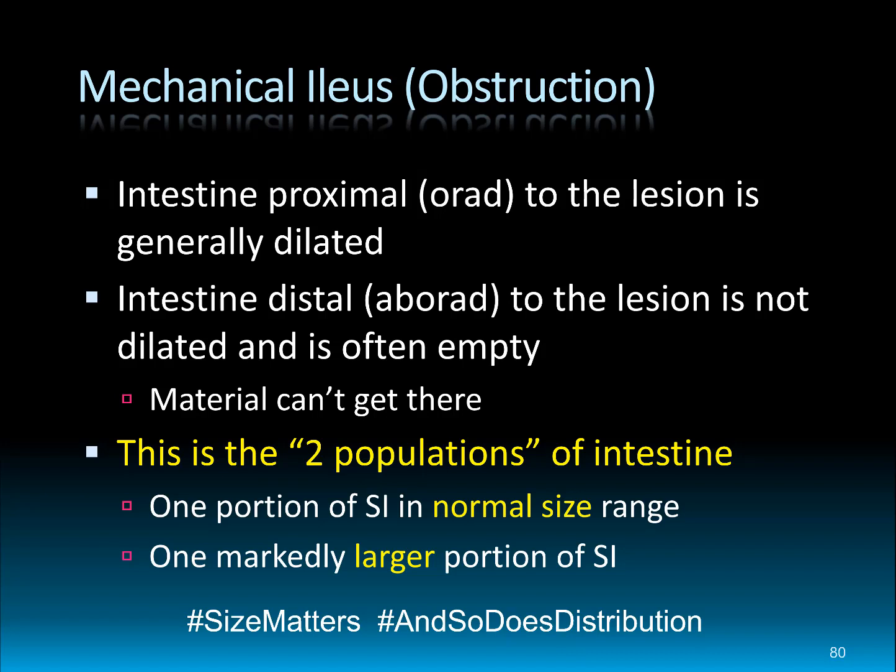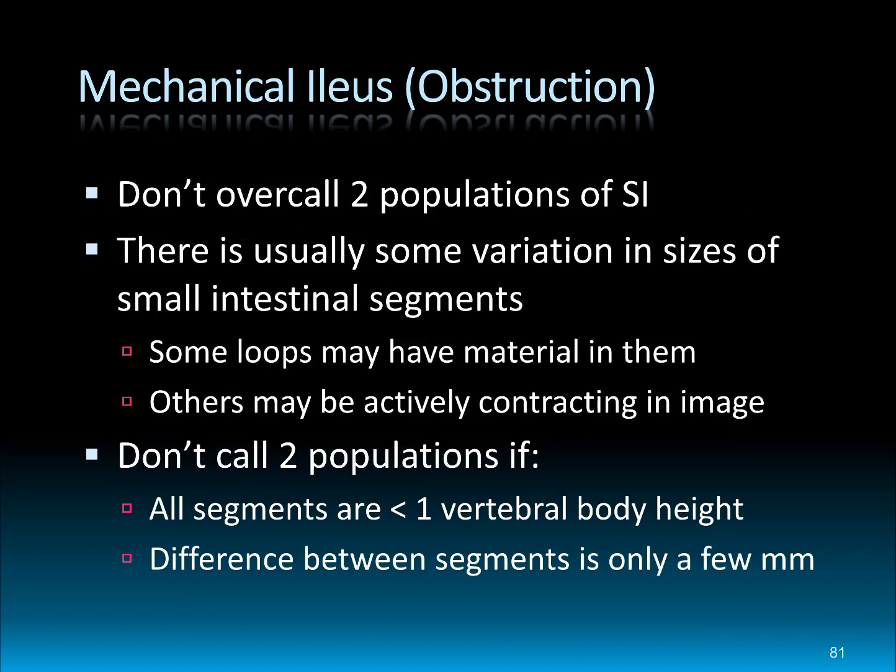And that's what we are talking about when people refer to two populations of small intestine. There's one portion of the small intestine that's normal size, and that's the distal part, and then there's one portion of the small intestine that's larger. So you've got two different sizes. It doesn't have to do with gas and fluid content or anything like that. It's two different sizes of intestine.